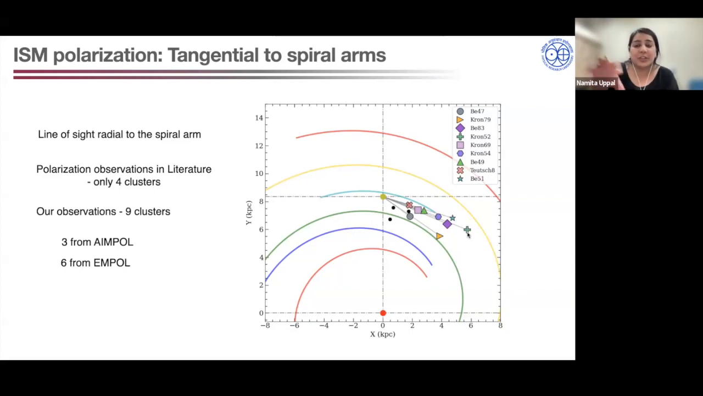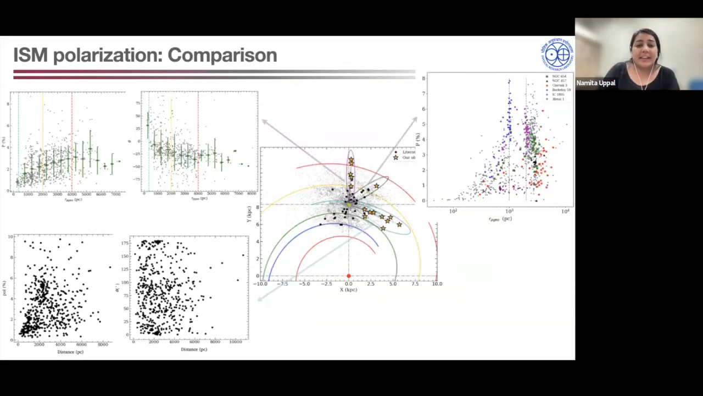I will not show the detail of each and every cluster, but in combination, what we are finding is that in each line of sight, in the anti-center as well as in the tangential direction, we are getting a different polarization pattern, in how the polarization behaves with distance. In the anti-center direction, if we combine the data of all the clusters and all the stars available, the polarization increases with distance, and the polarization angle is approximately constant after a certain point. But in this direction, the polarization is increasing with a lot of scatter, and we also get a large scatter in the polarization angle.